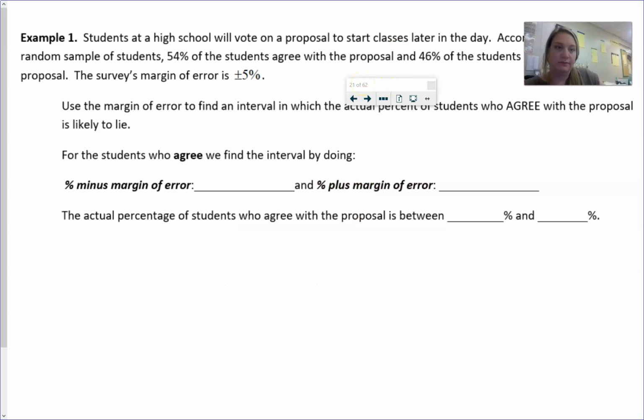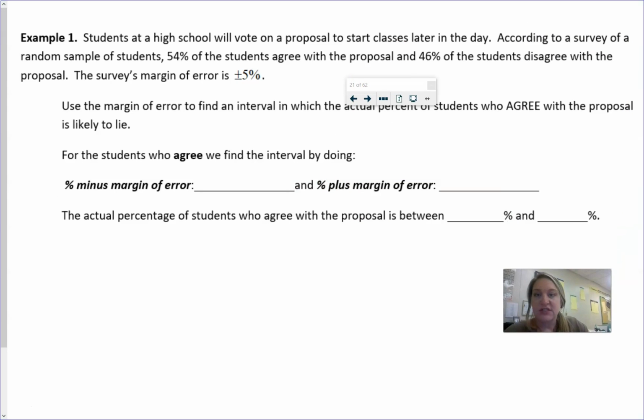All right, example 1. Students at a high school will vote on a proposal to start classes later in the day. According to a survey of a random sample of students, 54% of the students agree with the proposal and 46% of the students disagree with the proposal. The survey's margin of error is positive and negative 5%. So we're going to use the margin of error to find an interval in which the actual percent of the students who agree with the proposal is likely to lie.